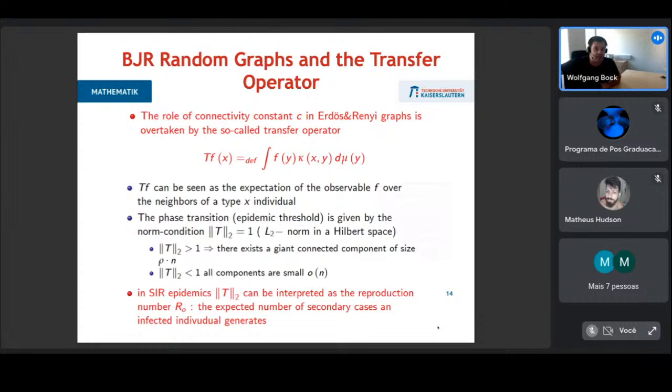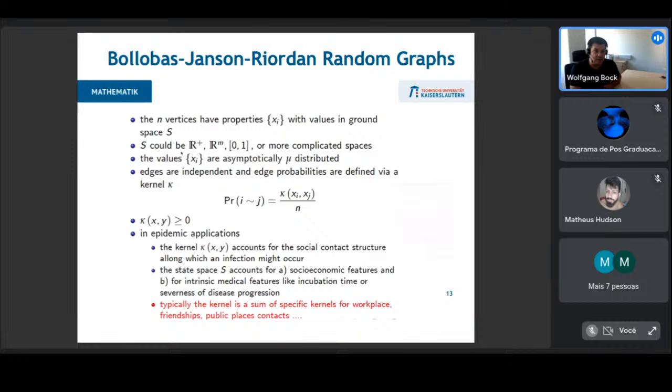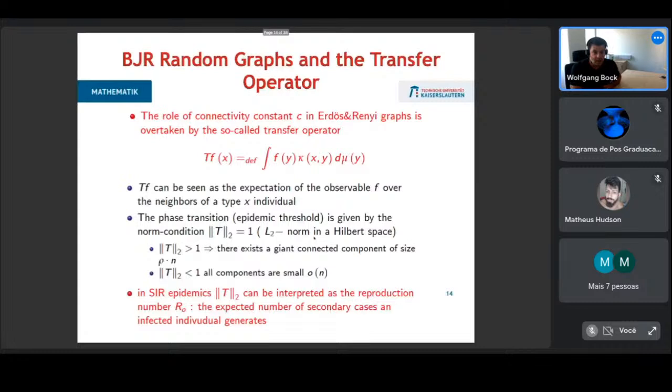So now the connectivity constant is not directly given by these kernels, but is taken over by the so-called transfer operator. The transfer operator is actually a convolution operator on an observable. Yeah? And what I do is just convolve with respect to mu. I didn't say what mu is. Wait. Yeah, mu is the asymptotic distribution of these values of xi. So, okay, given that, I can now say that the phase transition is given by the operator norm of this T in a certain Hilbert space. So if the norm of T is equal to 1, I have exactly the endemic threshold condition.